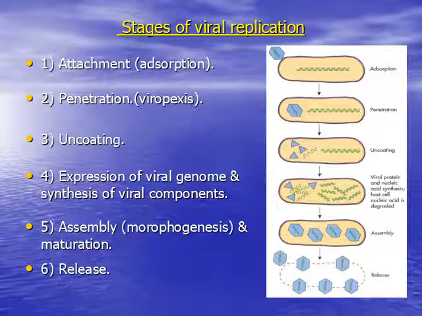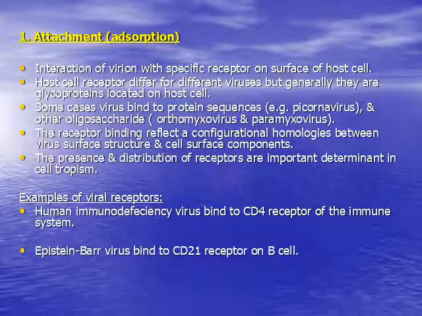On the right, this picture shows the different stages of viral replication. Started with adsorption, then penetration, after that uncoating, expression of the viral genome and synthesis of viral components, morphogenesis, assembly, maturation and release. Now we will take each stage one by one.